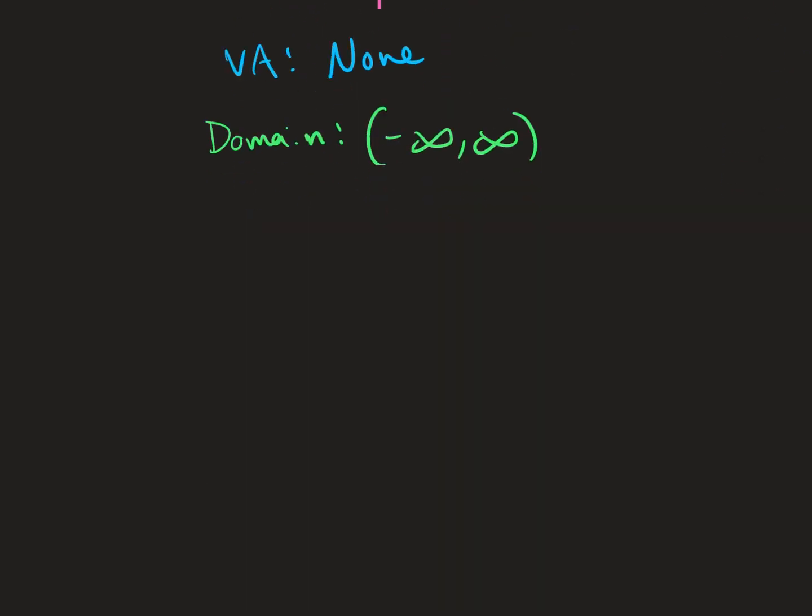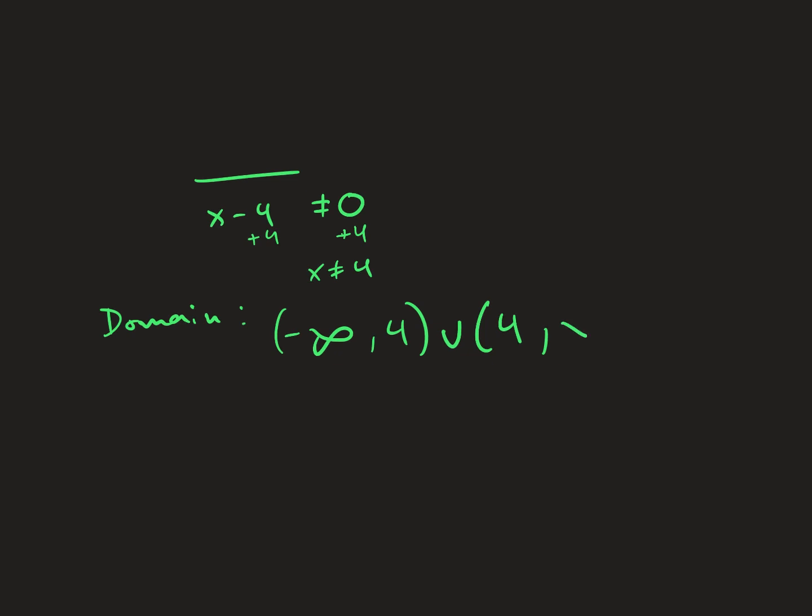So let's say, just as an example, if we set our denominator, let's say it was x minus 4. We set it not equal to 0 to find our domain. So we add 4 to both sides. X does not equal 4. So how would I write that in interval notation? Negative infinity to 4, union, and 4 to infinity.